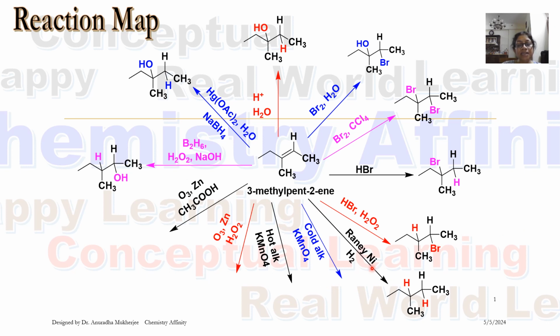When alkene is treated with Raney nickel and hydrogen or palladium on charcoal and hydrogen, it undergoes reduction, meaning hydrogen attacks across the double bond. So here we are getting alkane from alkene.